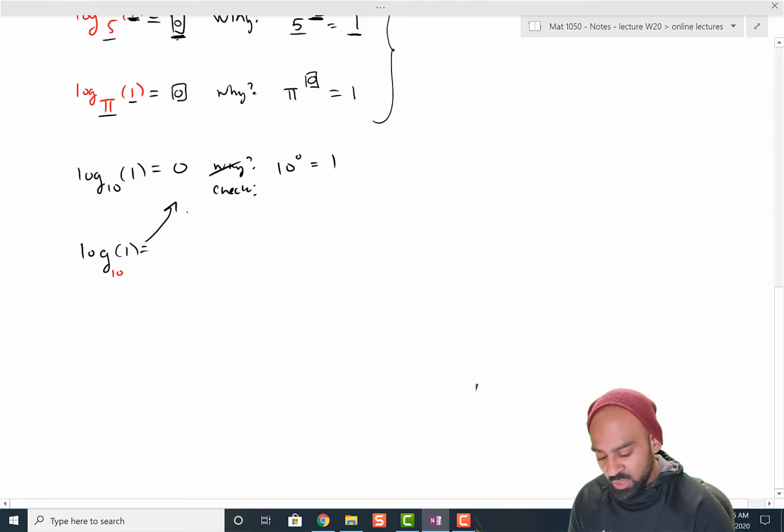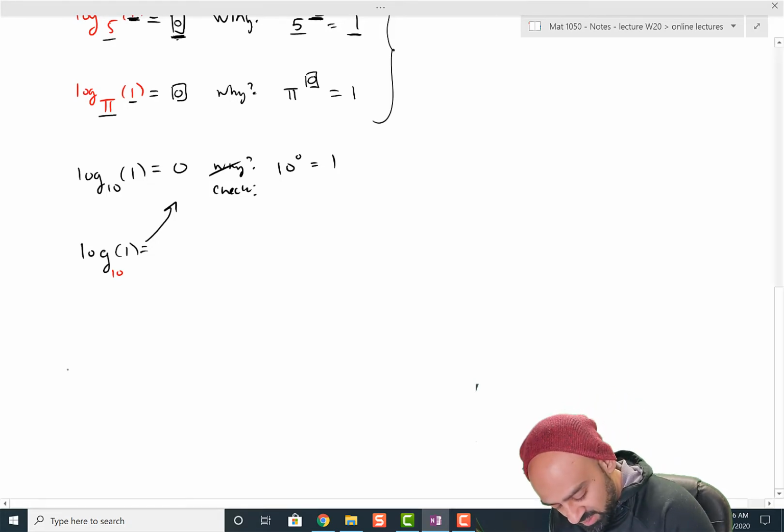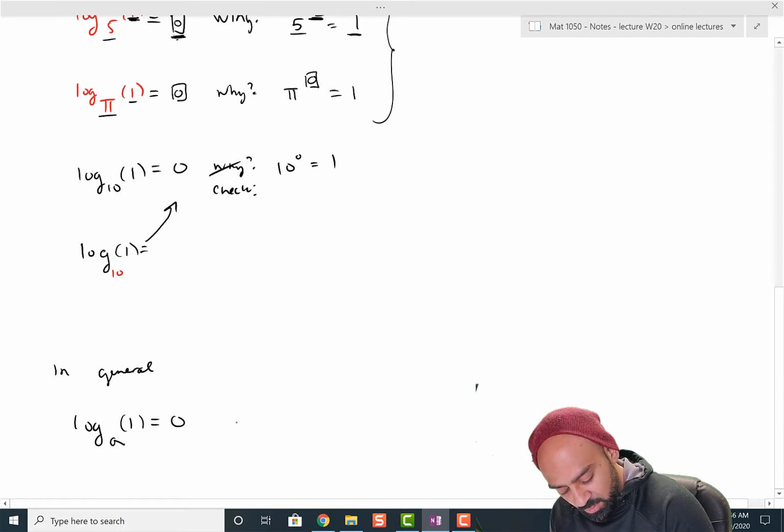All right, so bottom line is, what are we seeing here? It doesn't matter what the base is. I don't care what the base is. So in general, this is all I know: log of any base, we'll say A, of 1 is always going to be 0. Why? Well, because convert it. A to the 0 power is 1.